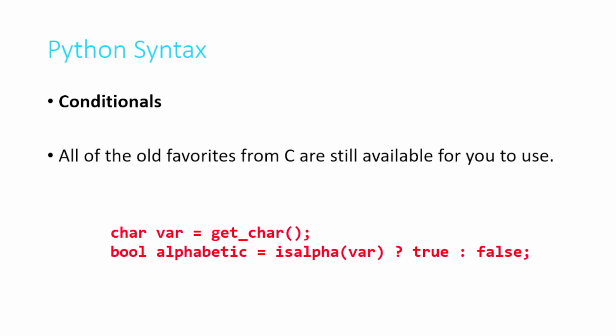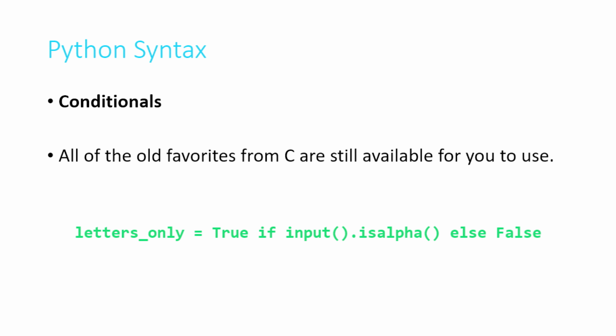We also have question mark colon, the ternary operator. It looks a little bit different. I'm going to show it here just so you see it, but generally it's a little bit weirder, so you might not use it all that frequently. So here what we're doing is we're getting a character in C, and then if that character is a letter, alphabetic gets assigned to the value true. Otherwise, it gets assigned to the value false.